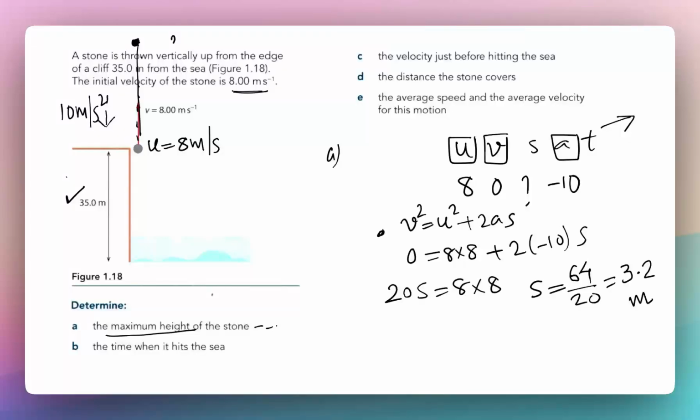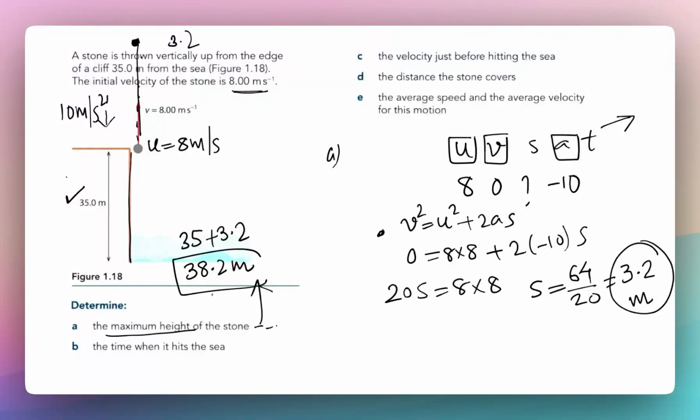So this height is 3.2 meters, but it is already at a height of 35. The maximum height is going to be 35 plus 3.2, right? So this is 3.2 plus 35, which is going to be 38.2 meters. Don't be in a hurry to write 3.2 as the answer, because we have to add this 35 meters. This is 38.2 meters.